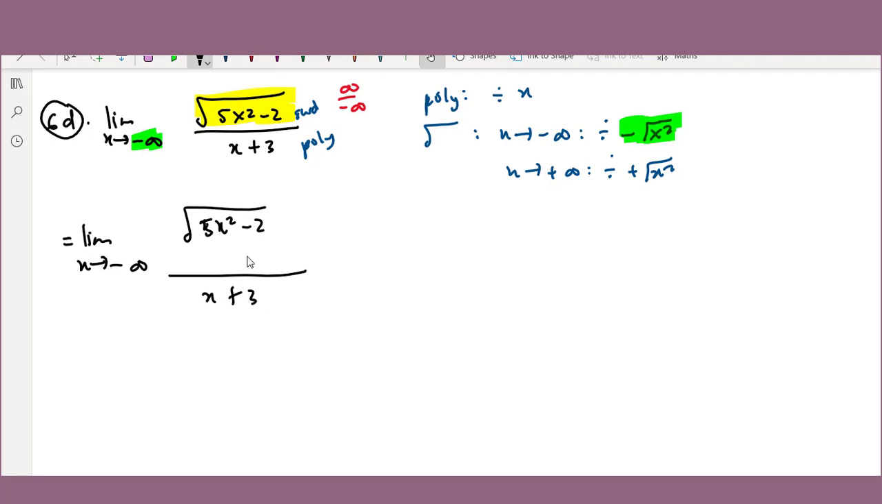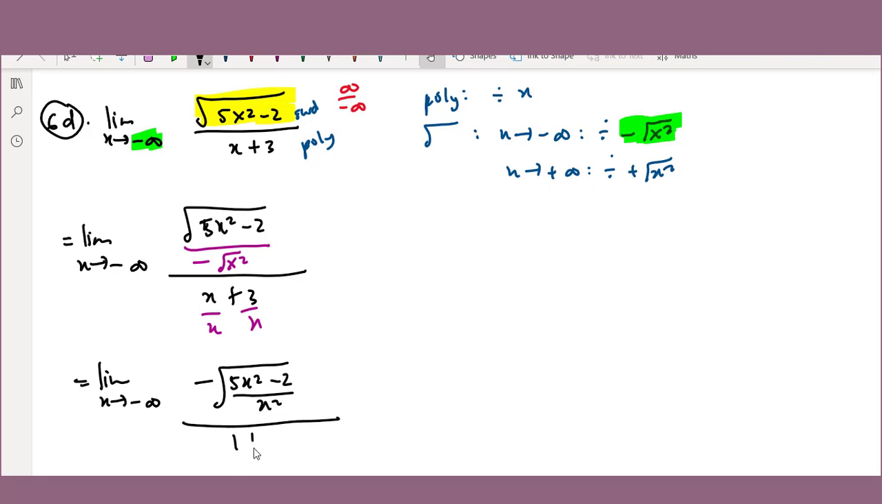X plus 3. So for this one, divide by the negative square root of x squared. For the polynomial, divide by x. Then simplify. You still have to write the limit, with the variable x. So now bring the negative 5 here, over 1 plus 3 over x.